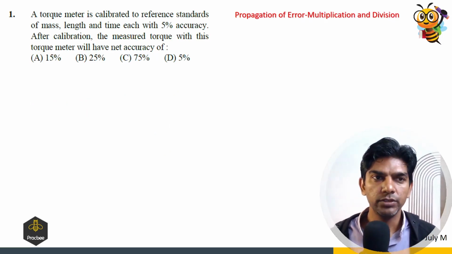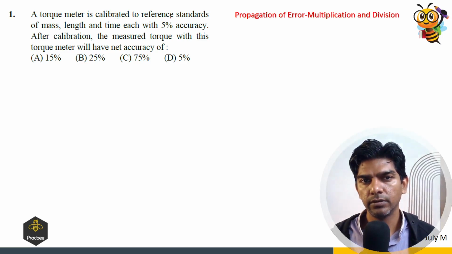Now let us see this question. A torque meter is calibrated to reference standards of mass, length and time, each with 5% accuracy.